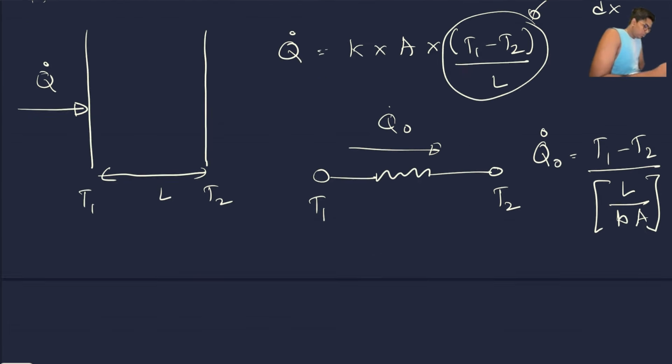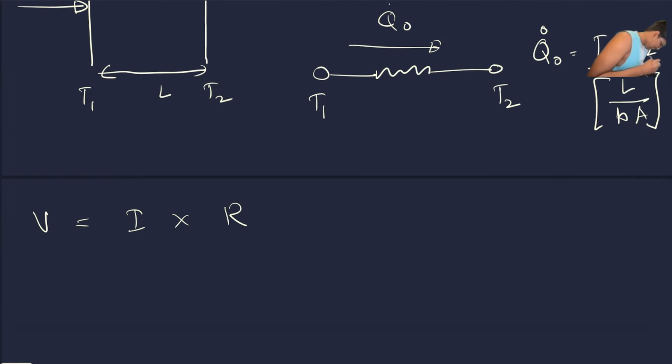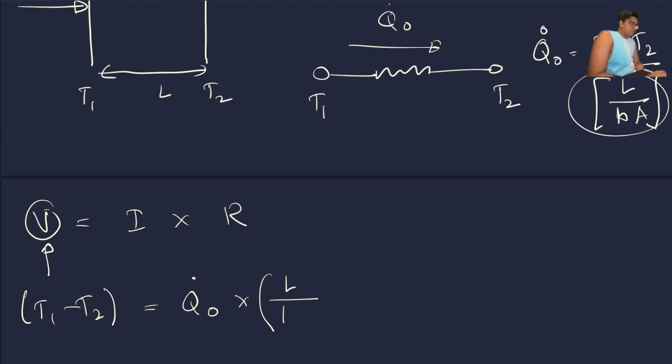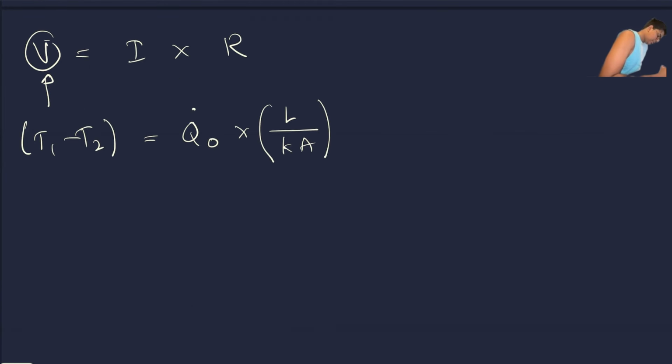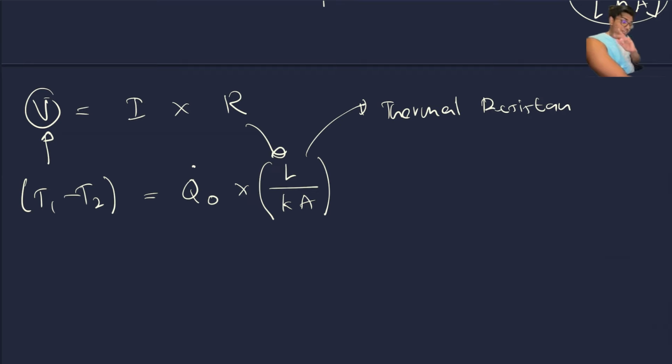If we use the principle that voltage is equal to current times resistance, the voltage is the driver. What is the driver here? The temperature difference, T1 minus T2. What is the current? Q dot O, the heat flux. What is the resistance? That's what comes here: L by K A. This is what you call the thermal resistance. A new thing, guys, an interesting fact.